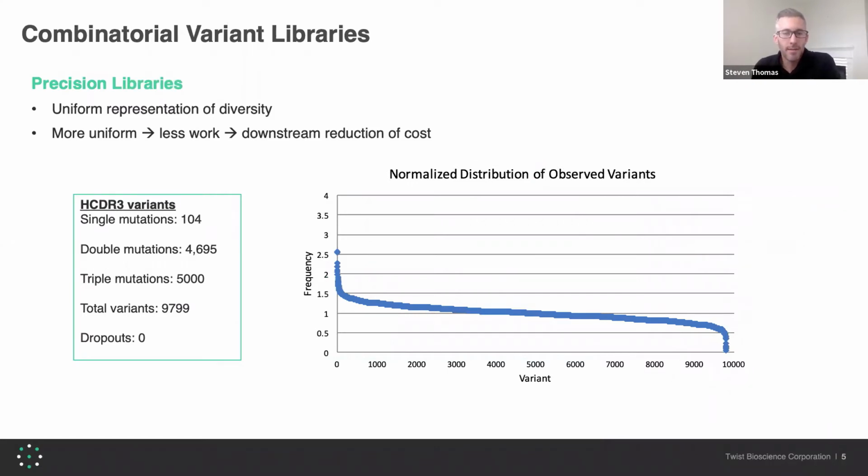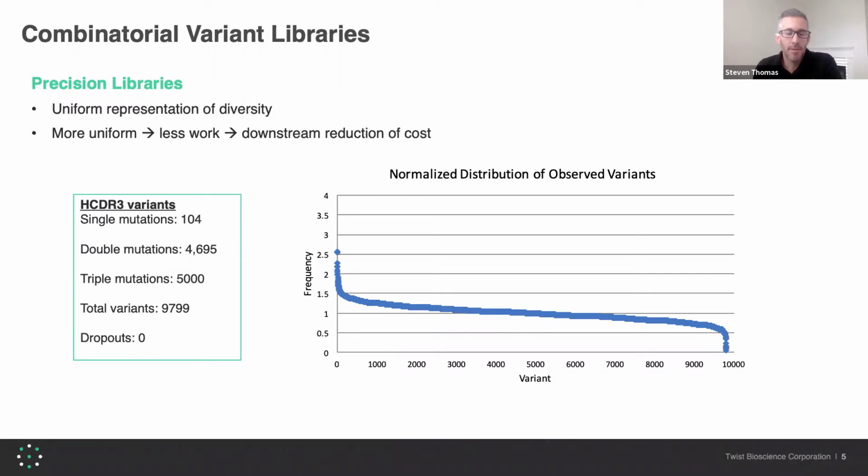So before I dive into the biopharma libraries, I wanted to show you some data that demonstrate just how good these libraries are. So we're able to build what we call precision libraries. In this case, whether it's our design or customer design, we have a set of sequences or variants that we want to incorporate into a library specifically. So in this case, this is a heavy chain CDR3 library that has only single, double, and triple mutations from wild type for a total of 9,799 variants.